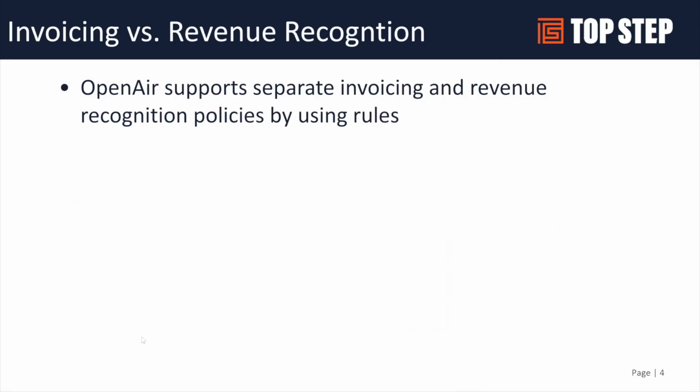As most of you hopefully know, one of the differentiators for OpenAir is the strong ability to separate invoicing and revenue recognition on a project by project basis. This gives you lots of flexibility and controls to be able to generate your WIP and deferred revenue account amounts accurately inside of OpenAir.